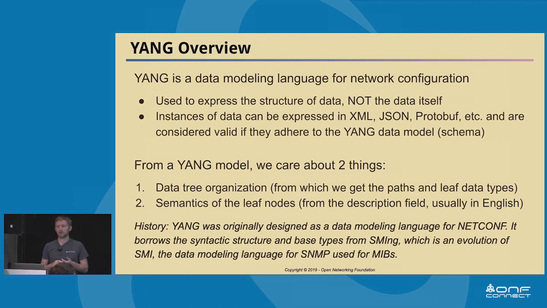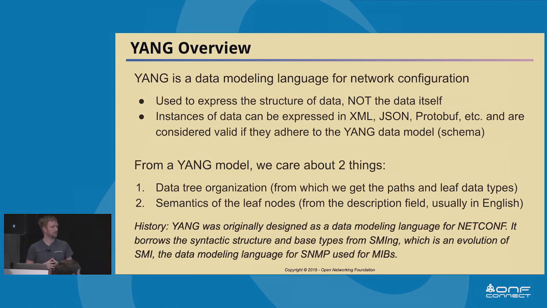So from the Yang model, we care about really two things. One is the data tree organization. What's the structure of the data? This is where we have a bunch of nodes that have children. Eventually, we get to leaves, and each leaf is going to have a data type. We also care about the semantics of the leaves. These we get from the field description, and they're usually in English. So the tree organization we can largely determine or generate programmatically, and then the semantics we get from the textual description.